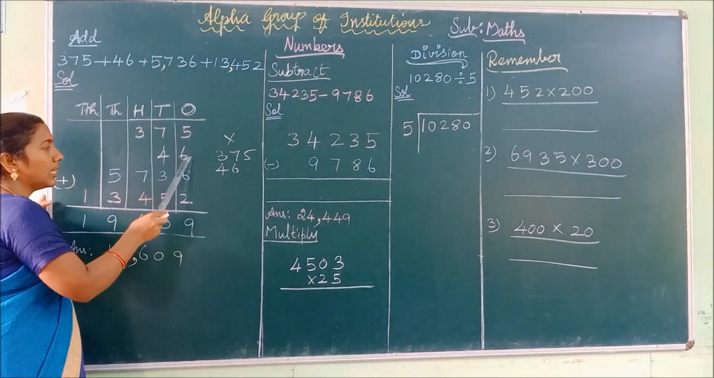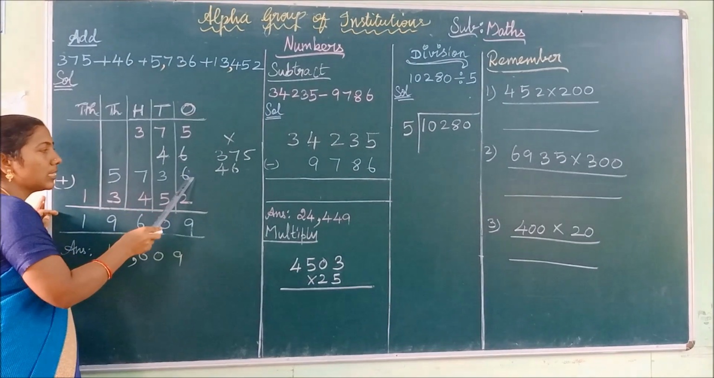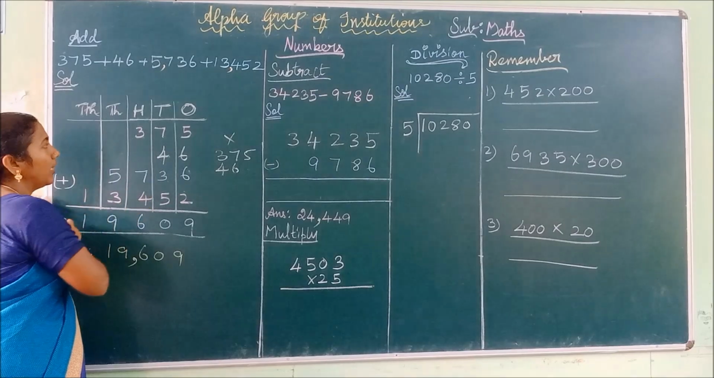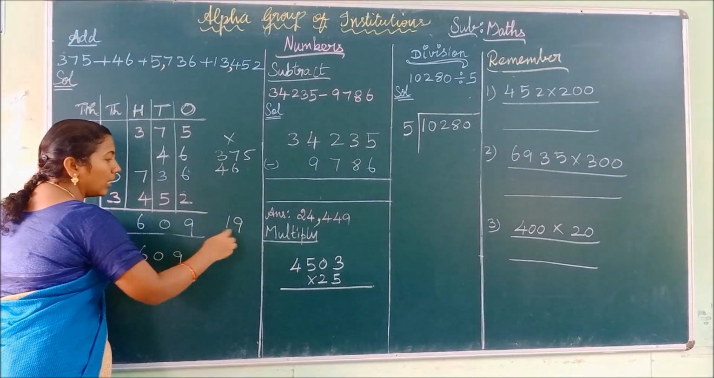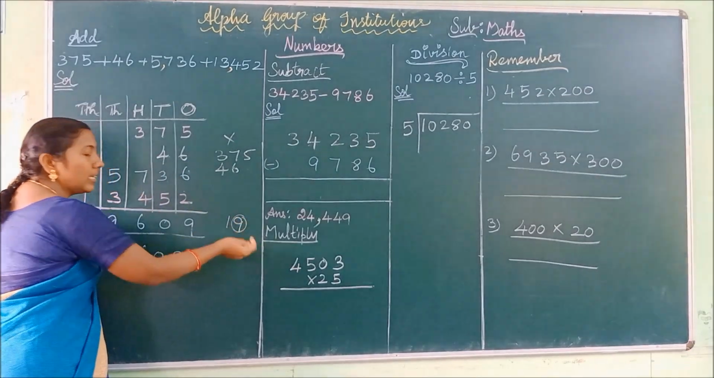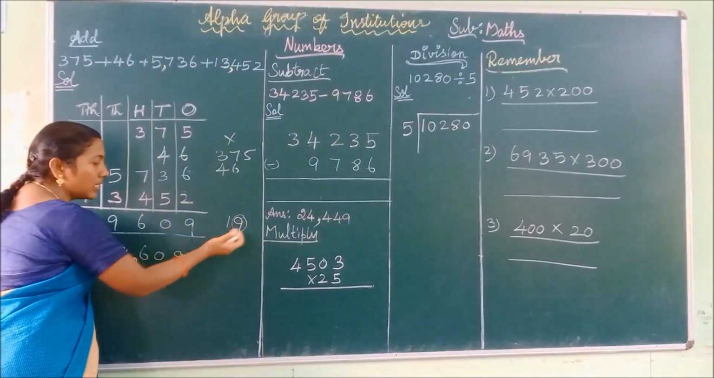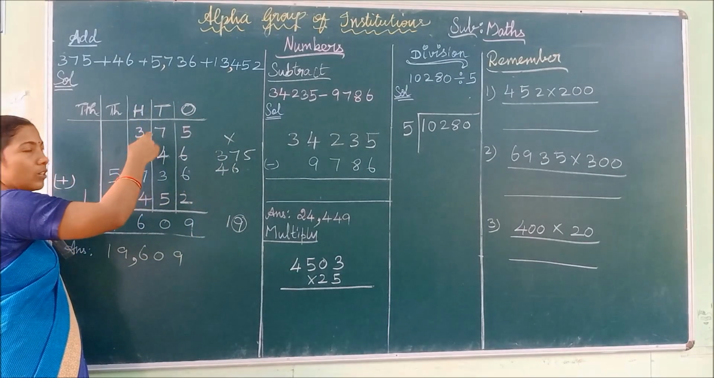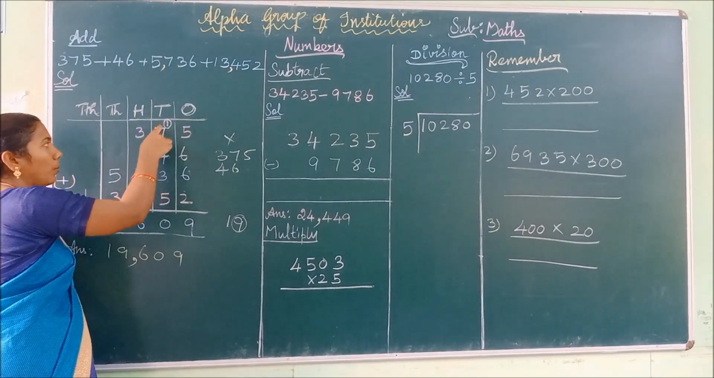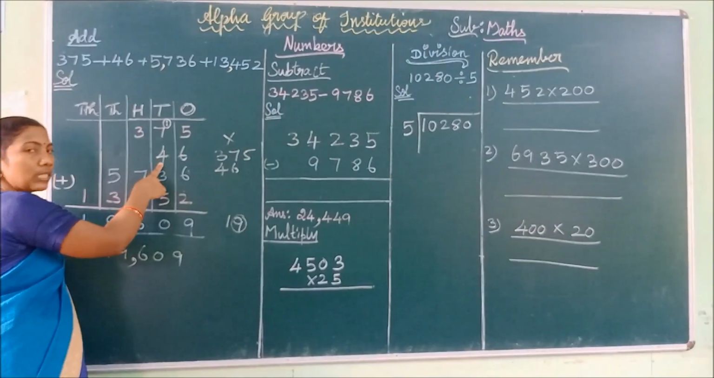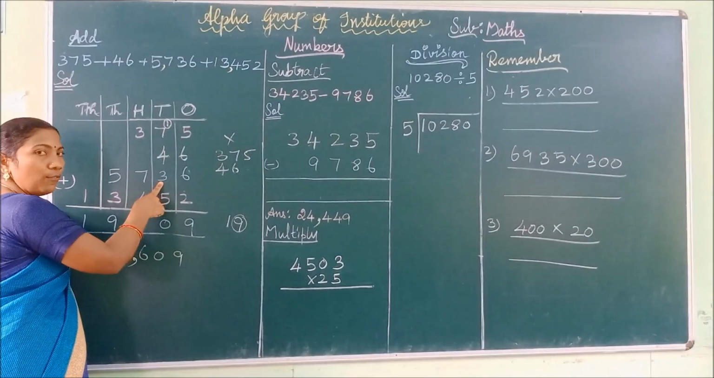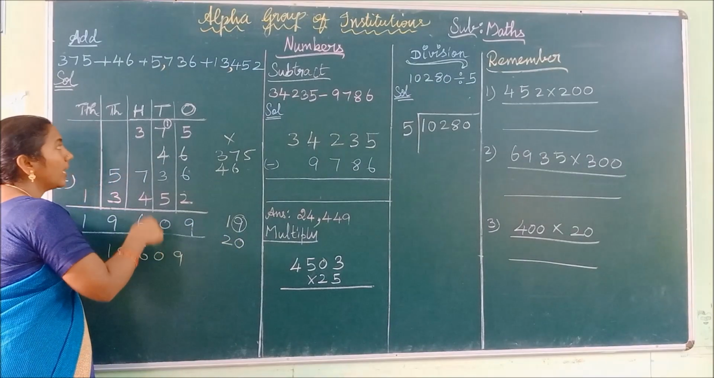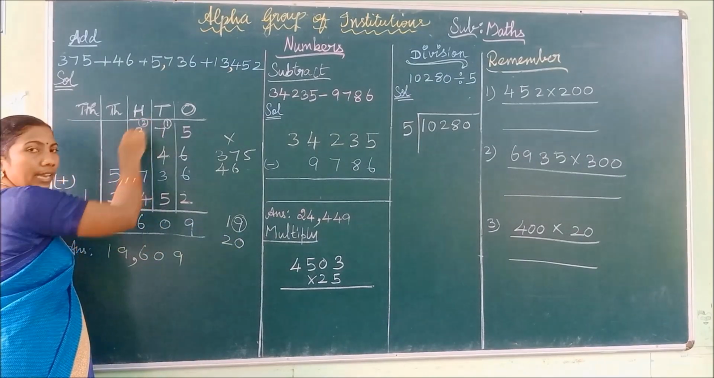So 5 plus 6, 11, 11 plus 6, 17, 17 plus 2, 19. So from this 19, you have to write the 9, that is the number which is in the place of ones here, and the number which is in the place of tens carries over to the next column. So write the 1 here. 1 plus 7, 8, 8 plus 4, 12, 12 plus 3, 15, 15 plus 5, 20. Write the 0 here and carry over the 2 to the next column.